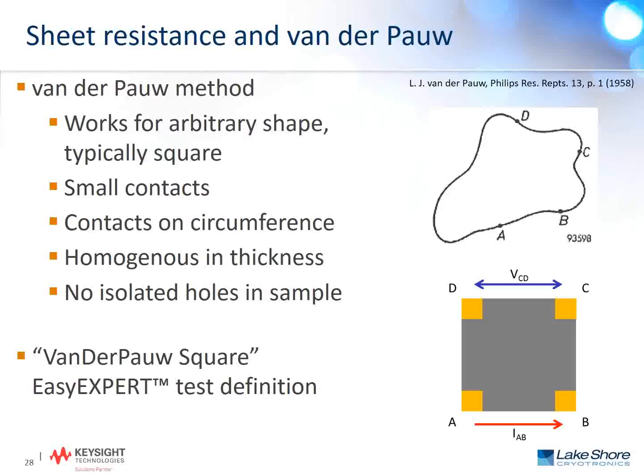square materials. Now the van der Pauw method requires that small contacts are used, and typically we expect that a user is going to put on the appropriate metallization pre-applied to the material, and then the probe is going to make contact to the device. For the van der Pauw method, the contacts have to be on the circumference of the sample. The sample has to be homogeneous in thickness with no isolated holes in the sample. I will mention that EasyExpert has a van der Pauw square test definition, which can make this a little bit more straightforward.